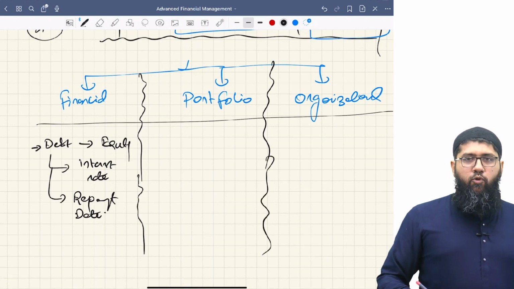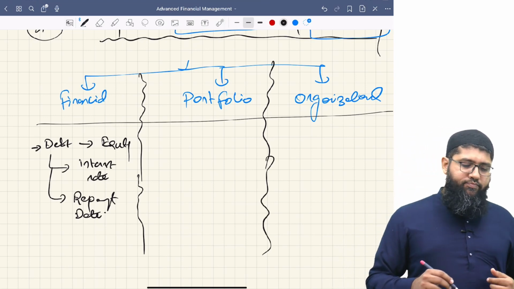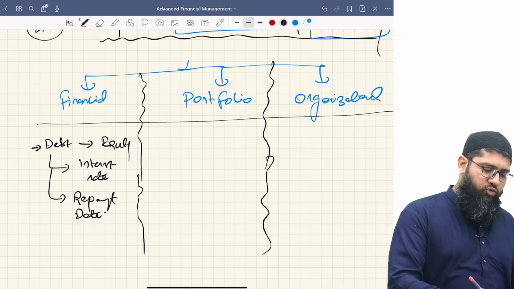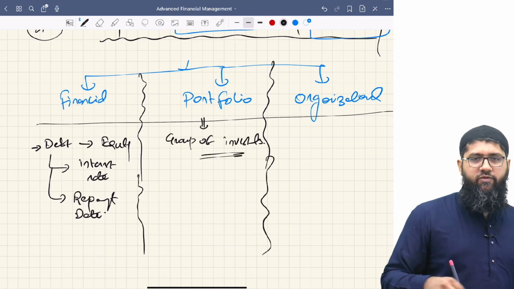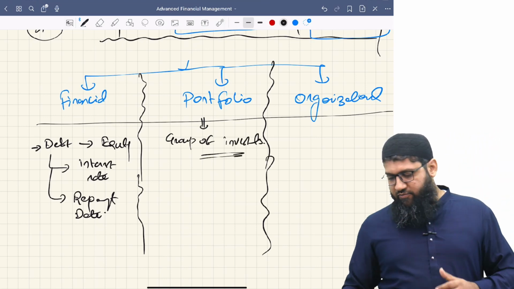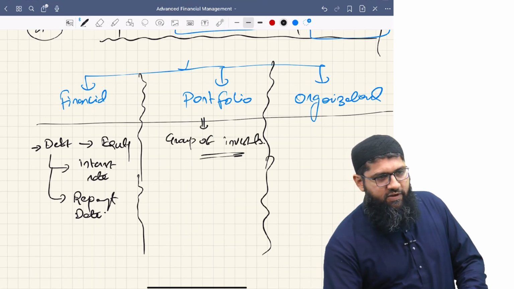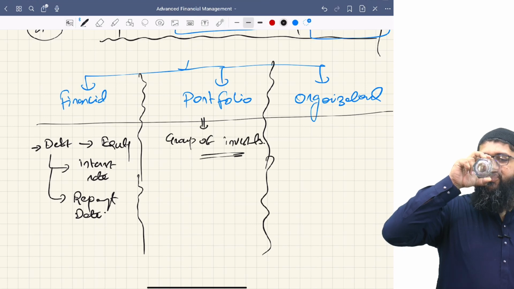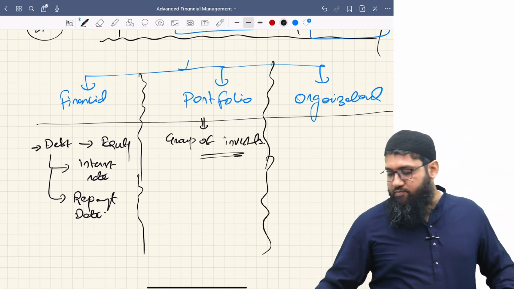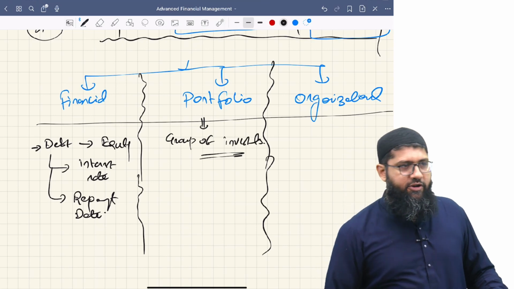Second thing is about portfolio reconstruction. If I tell you the definition of portfolio, portfolio actually refers to your group of investments. So when you have got multiple investments, that is considered to be a portfolio. I repeat, your group of investments is considered to be a portfolio. Now try to understand this thing.